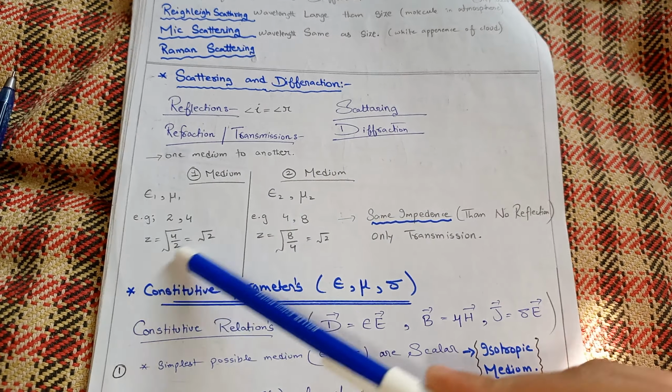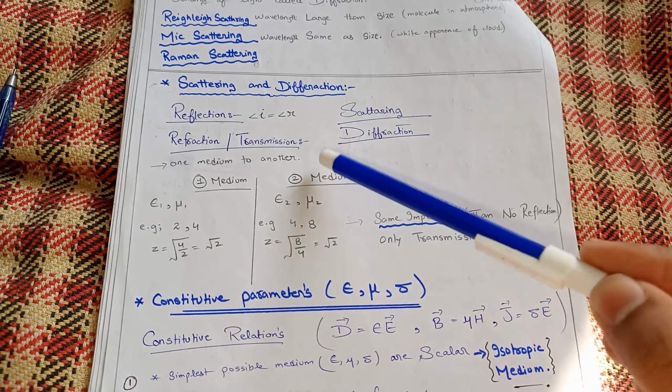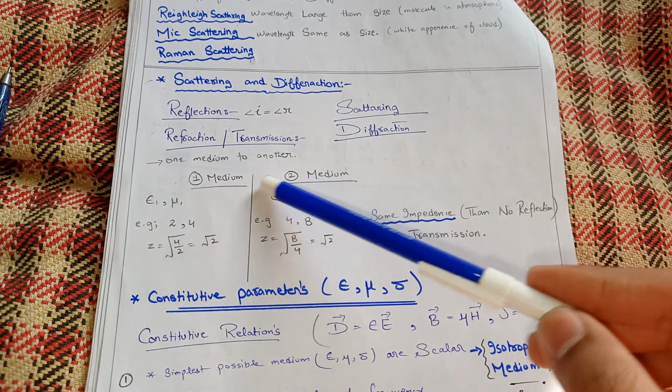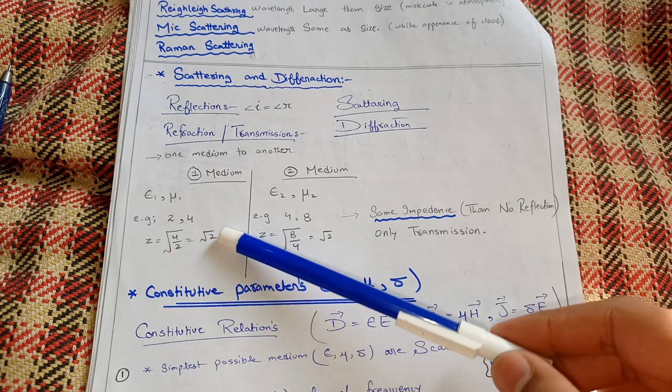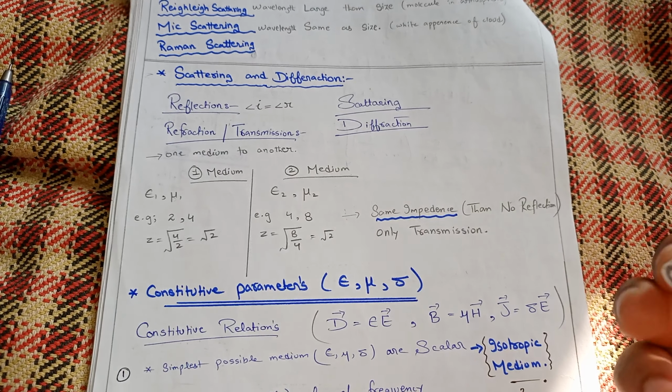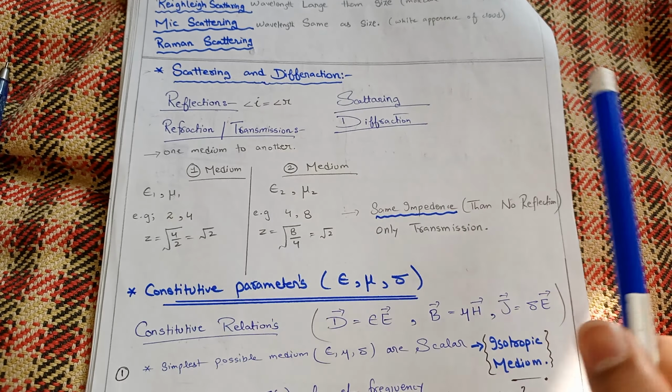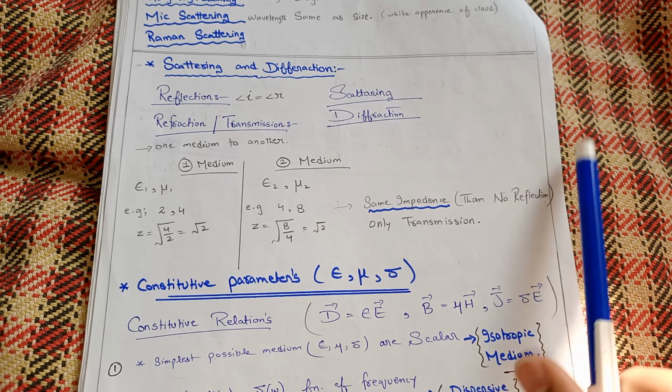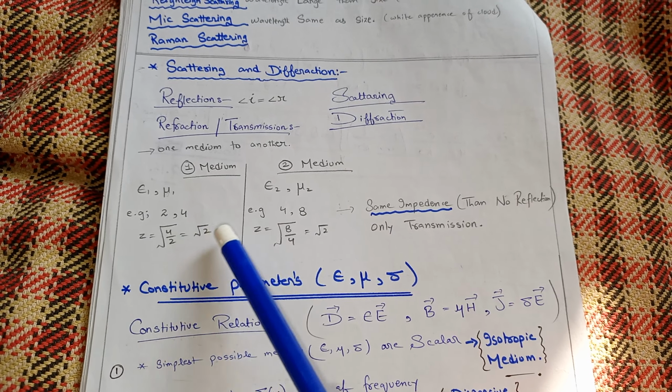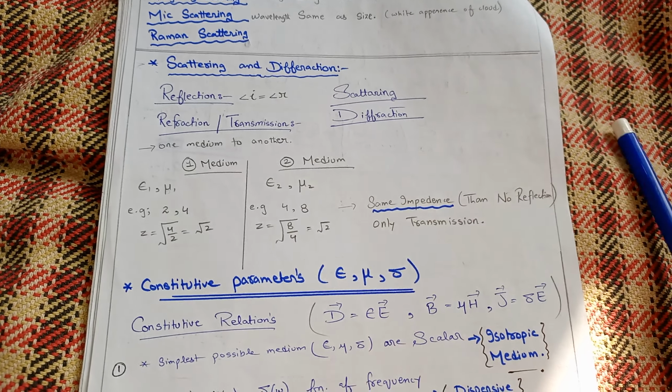Suppose this is air, this is glass and this is water. If both mediums have the same impedance, then there is no reflection. Light would not reflect back. There is only transmission; light will transmit and penetrate into the medium.